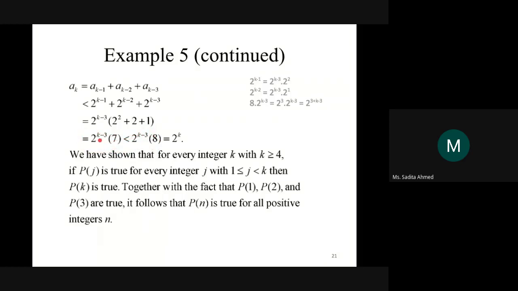2 to the power of k minus 3 multiplied with 7 and 2 to the power of k minus 3 multiplied with 8. Where is the difference? The difference is only between 7 and 8. Which one is the greater term? 8. 7 is the lesser term. So obviously this product will be less, right?